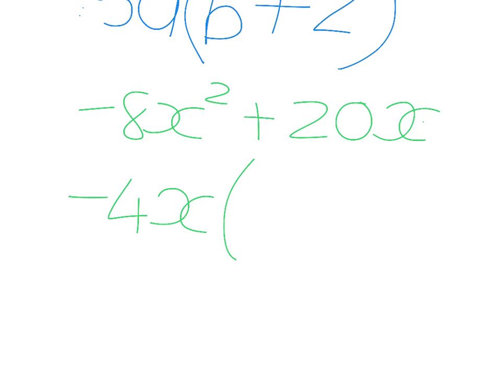Okay, cool. So how many times does negative 4x go into negative 8x squared? Negative and a negative gives us a positive. It goes in twice, and there's only one x, so we leave one x there. How many times does negative 4x go into 20x? Well, negative and a positive gives us a negative. 4 goes into 20 five times, and we don't put the x in.